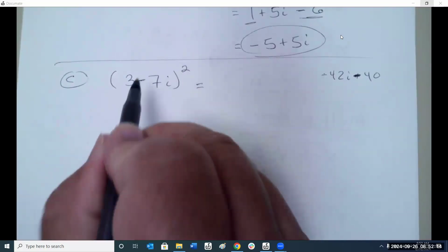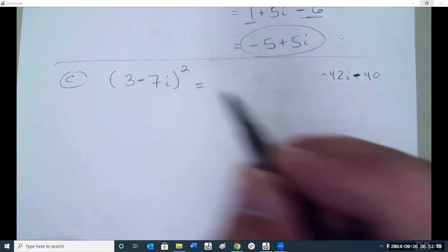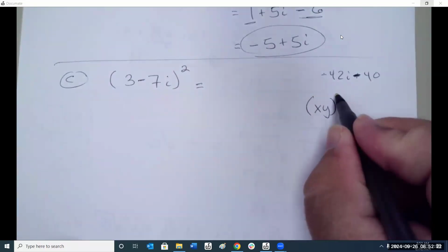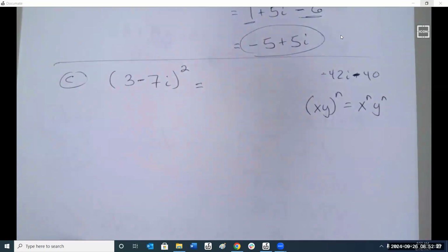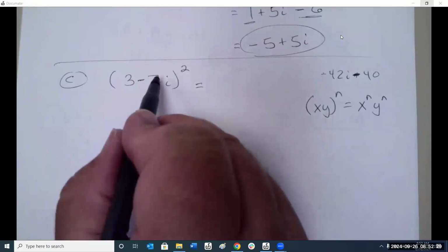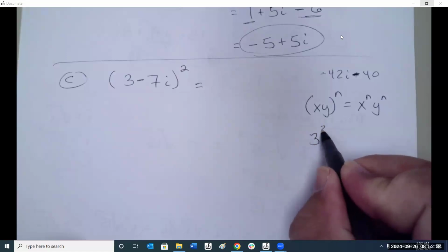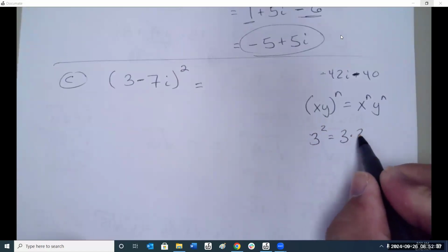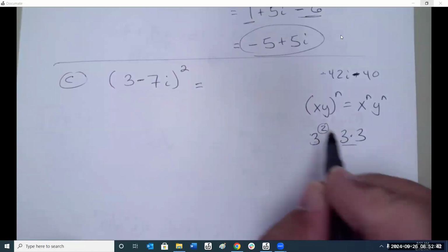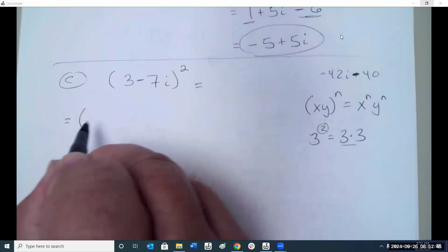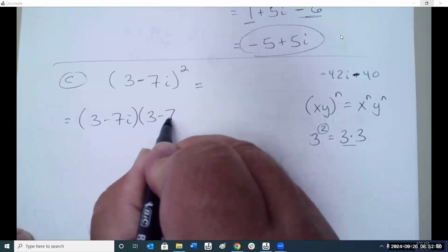Because there's a plus or minus inside this parenthesis, you cannot distribute. Distributing only works if you have a product of numbers or letters. You cannot distribute inside one of these. So 3 squared means 3 times 3, right? So it's whatever's under the exponent, multiply that many numbers of times. So this one becomes 3 minus 7i times 3 minus 7i.